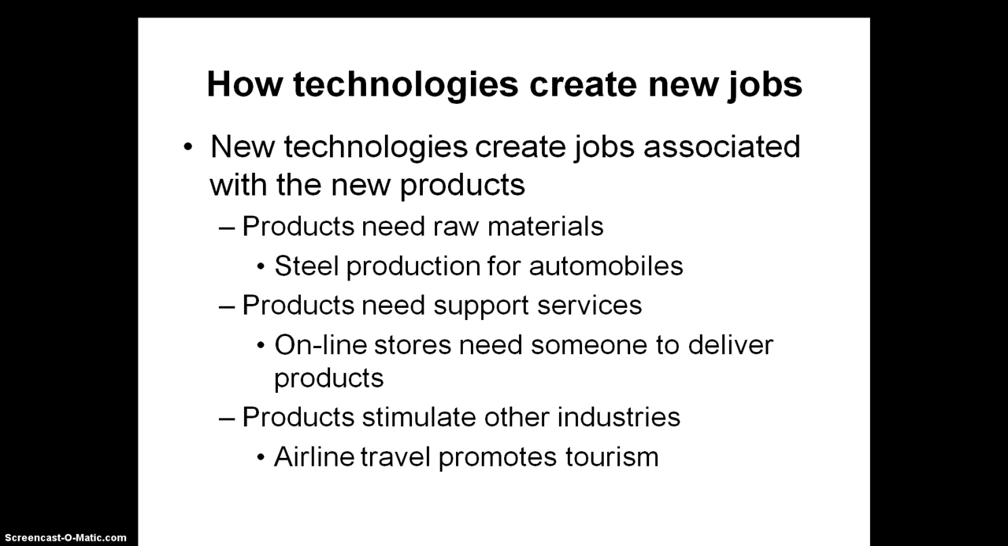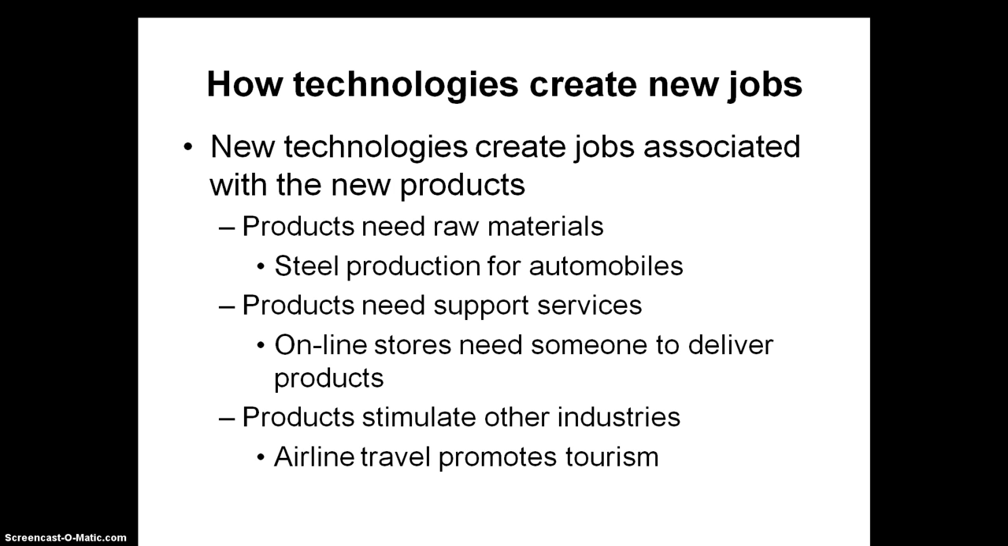Technologies could create jobs associated with these new products too. Not only do they create the new products and all the jobs that go along with them, but we can also create associated jobs. Products need raw materials, so we have to have people to work to provide the raw materials. So steel production will increase so that we can make automobiles. Products need support services. Online stores like Amazon. I mean, Amazon's great, but it's not going to go anywhere if you don't have someone to deliver the products, like UPS or the Postal Service or whatever.